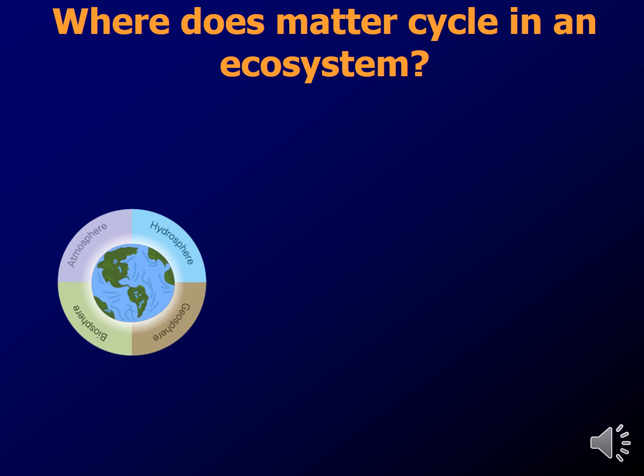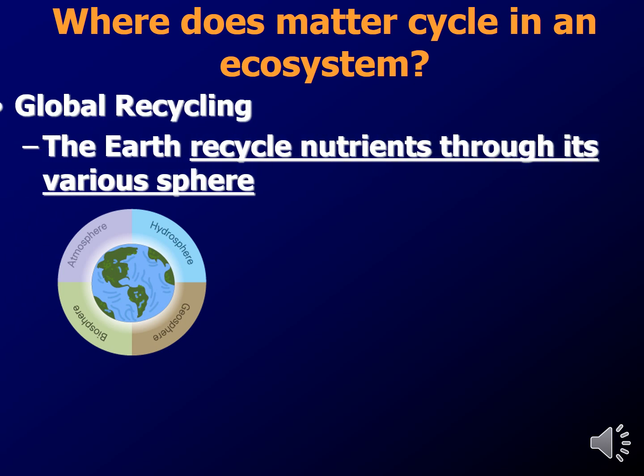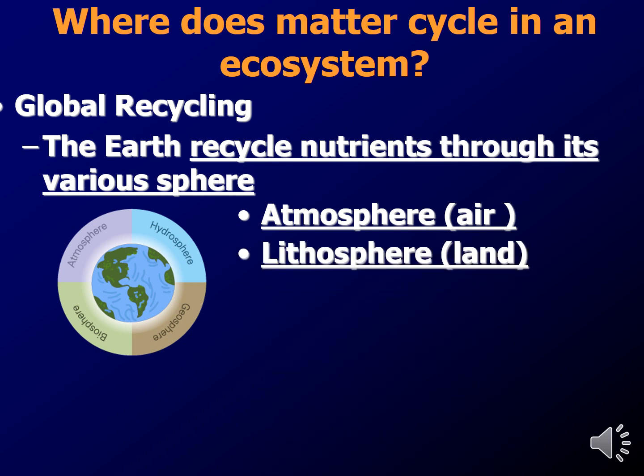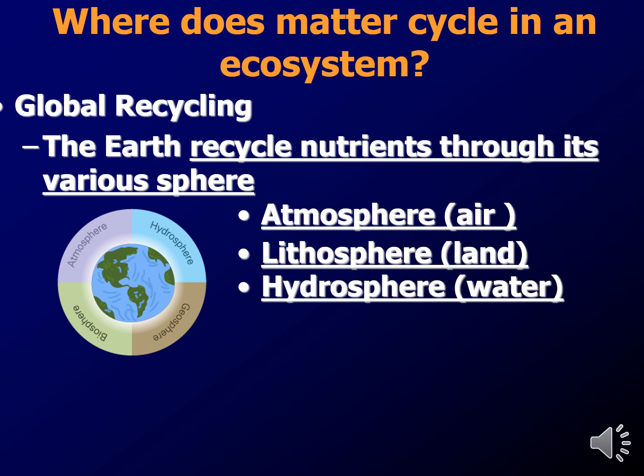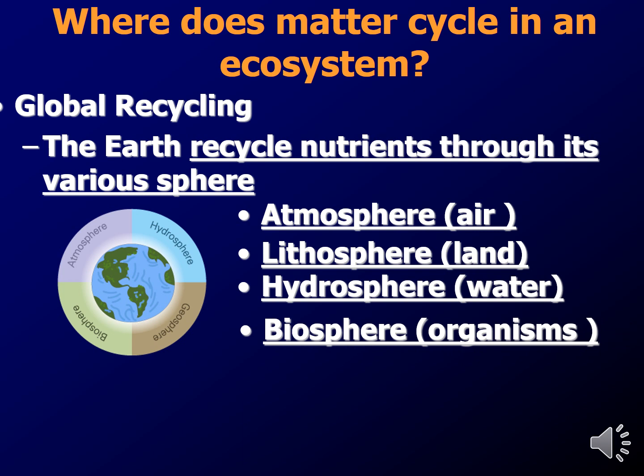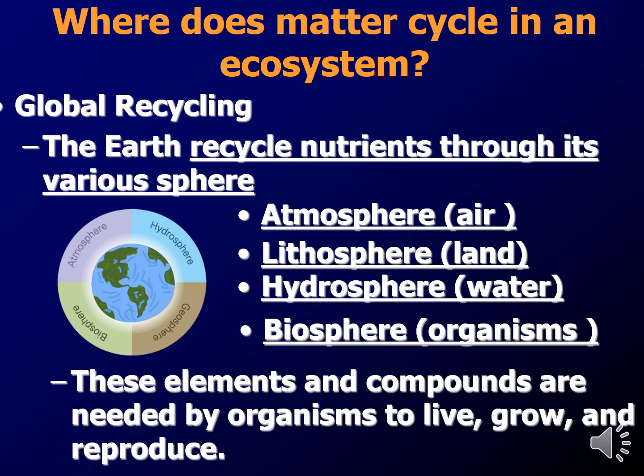Where does matter cycle in an ecosystem? That's pretty easy. It cycles everywhere. It is a global recycling that takes place. The earth recycles nutrients throughout its various spheres: in the atmosphere, which is the air, the lithosphere or geosphere, which is the land. Recycling occurs in the hydrosphere, which is the water, as well as the biosphere, where all living organisms exist. These elements and compounds that are recycled are crucial because they're needed by organisms to live, grow, and reproduce.